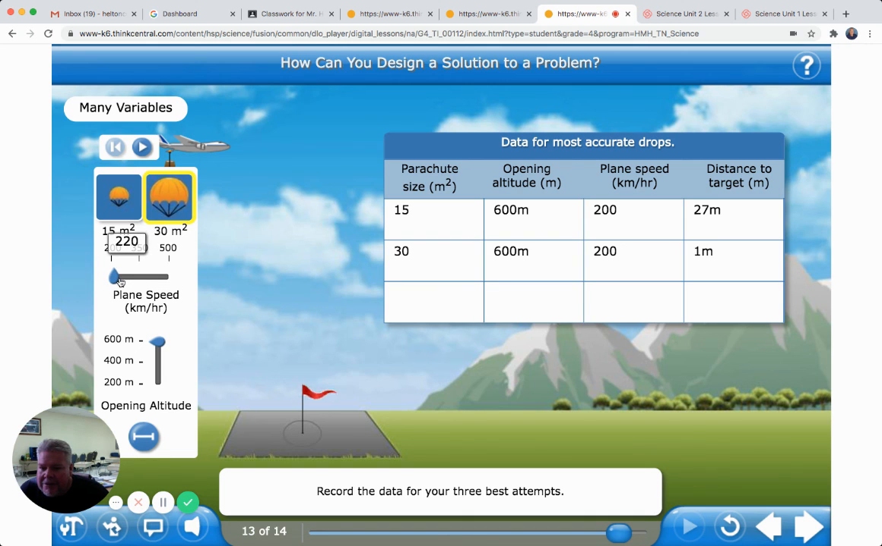I can't set 225, but I can set it at 220. Go. Land on that flag. Yes, looking good. Oh, yeah, we're right on it. We figured it out. So the best thing is to have that size 30 parachute with an opening altitude of 600 meters. The plane speed, what do we set it at? 220. And the distance to the target there, I'm just going to put 0. It's right on it. Good job.